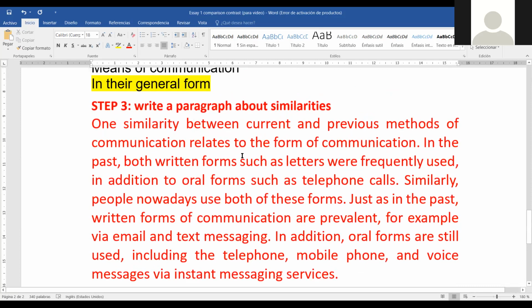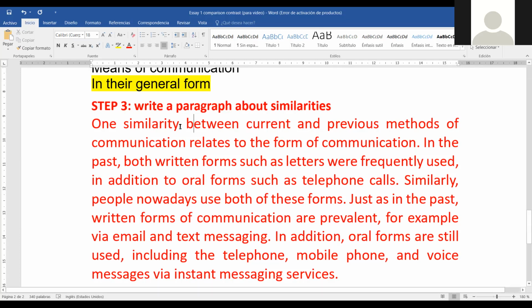One similarity between current and previous methods of communication relates to the form of communication. In the past, both written forms, such as letters, were frequently used, in addition to oral forms, such as telephone calls. Similarly, people nowadays use both of these forms. Just as in the past, written forms of communication are prevalent, for example, via email and text messaging. In addition, oral forms are still used, including a telephone, mobile phone, and voice messages via instant messaging services.